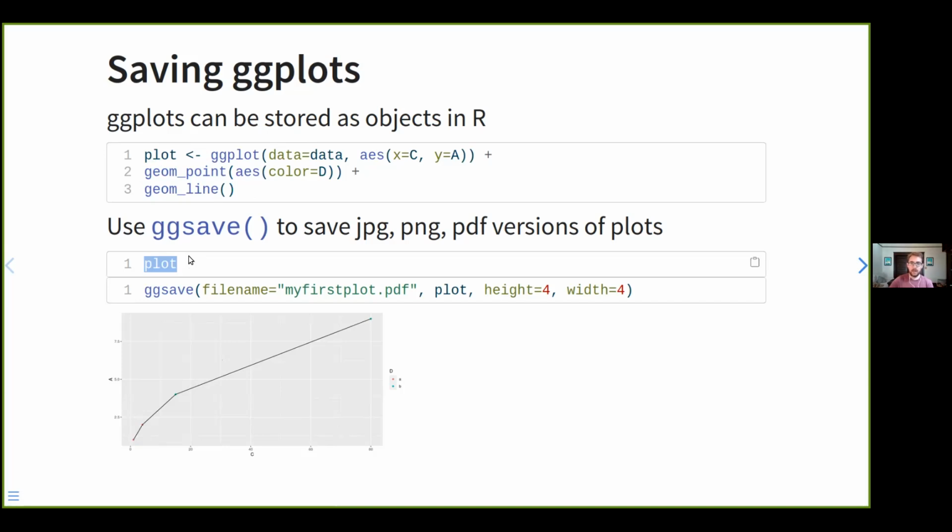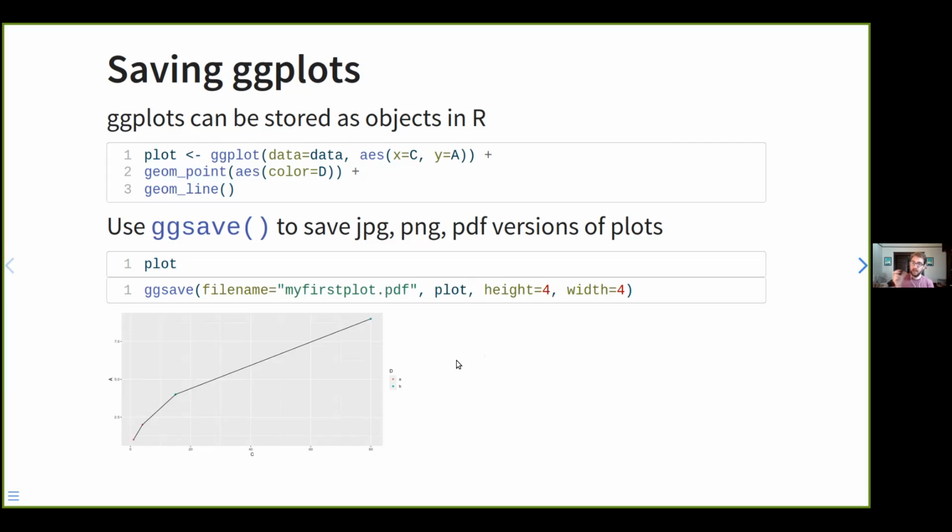If you want to save that object, the best way to do that I know of is to use this function called ggsave. And to do that, you specify a file name. It can also include a path for what folder you want to put your file in, what the plot object is that you created, in this case plot, and things like height and width.